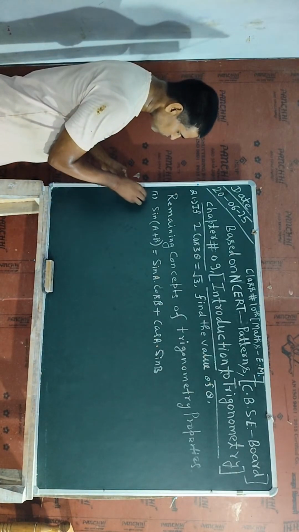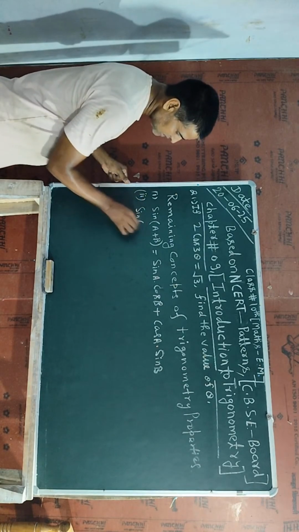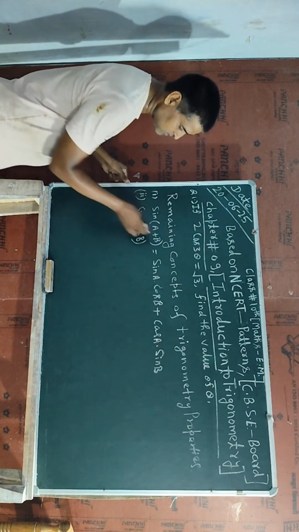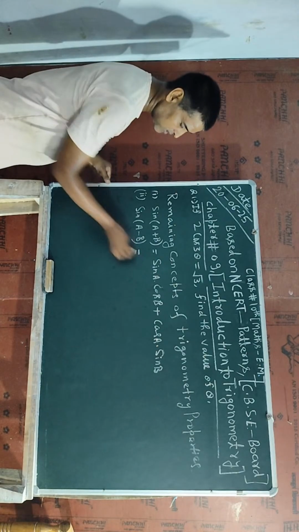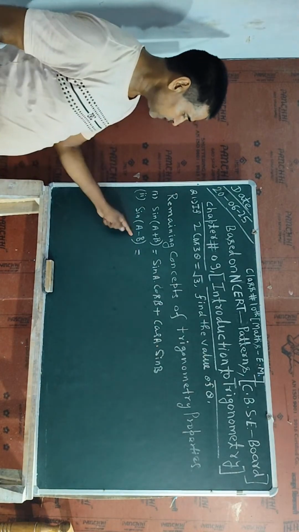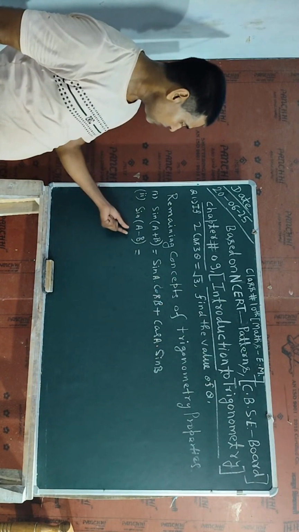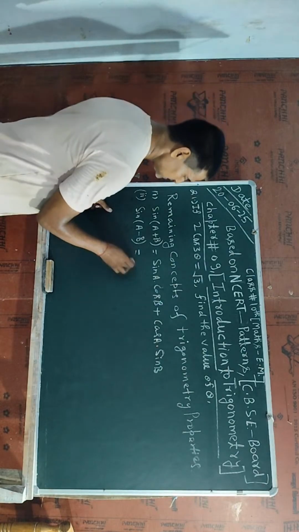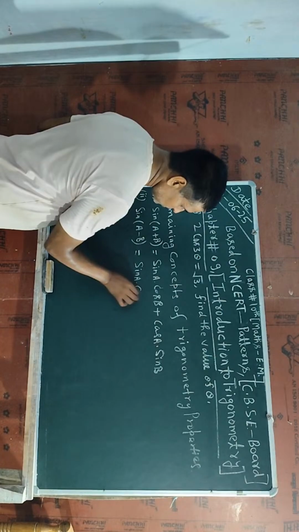The other formula I will write is sin(A - B). This one is the angle summation and this is the angle subtraction. If one angle is A and the other angle is B, I will take its sine. So sin(A - B) will be sin A cos B minus cos A sin B.